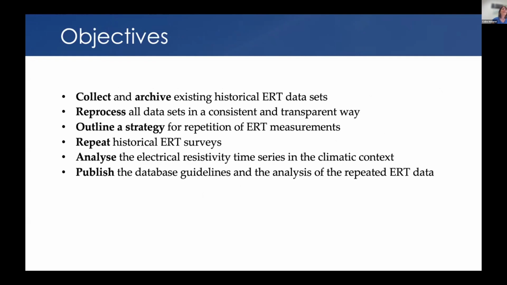Next slide. So our main objective of the IPA Action Group is to collect and archive existing historical ERT data and also new ones. So to be able to reprocess all of them in a consistent and transparent way, and to repeat them, so to actually outline a strategy for the repetitions, and to be able to make a full database analysis and to publish it, and to make actually all the data available to the community.